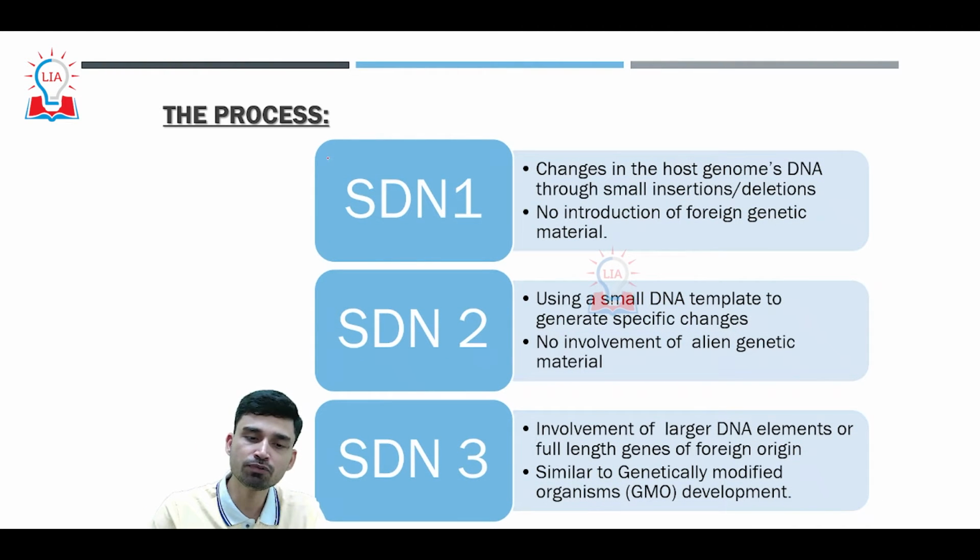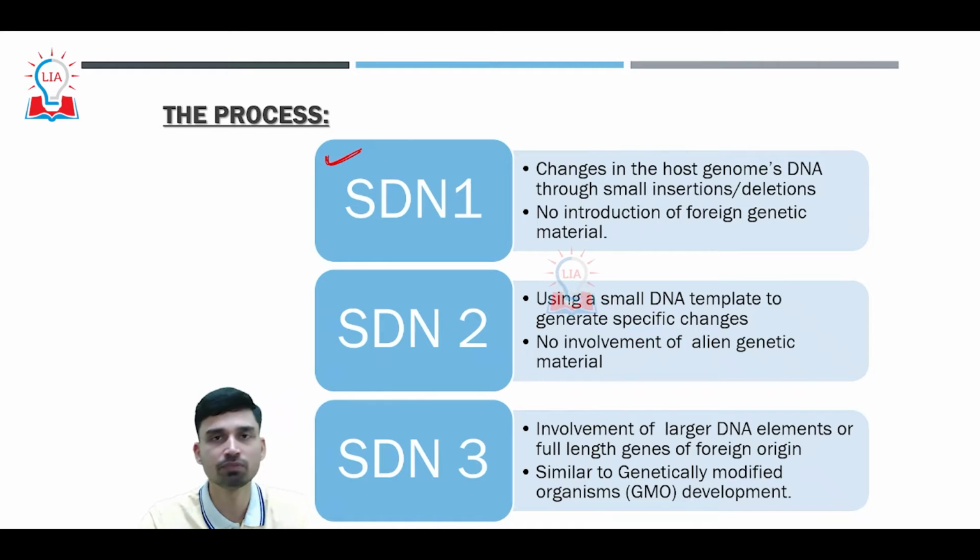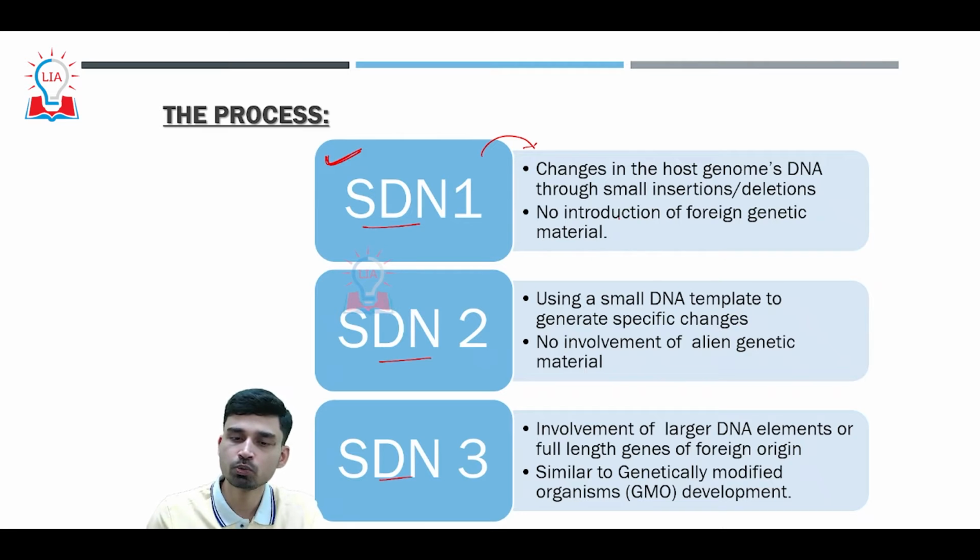Now the process of genome editing can be carried out by three major methods, called SDN1, SDN2 and SDN3. Let's try to understand these in brief, starting with what SDN1 refers to. SDN1 refers to the method where scientists try to change the host genome's DNA by small insertions or deletions.